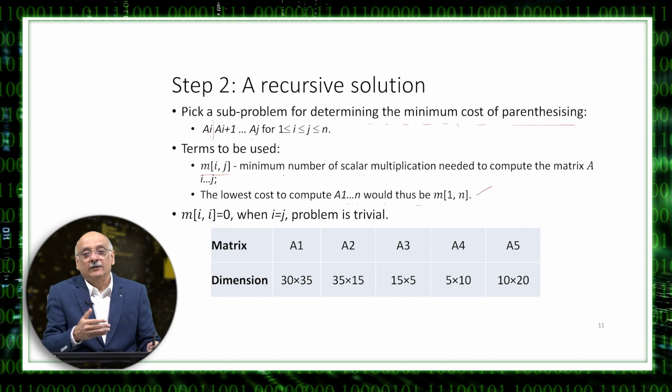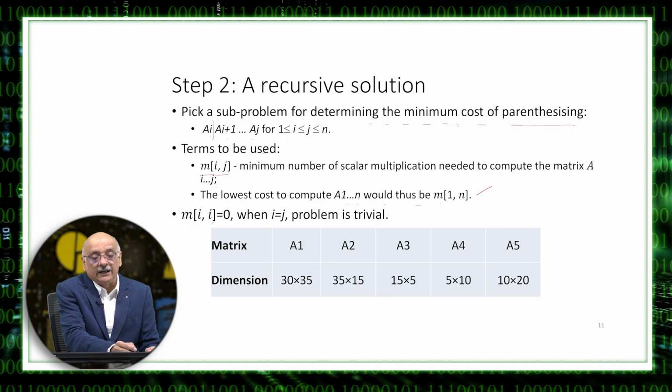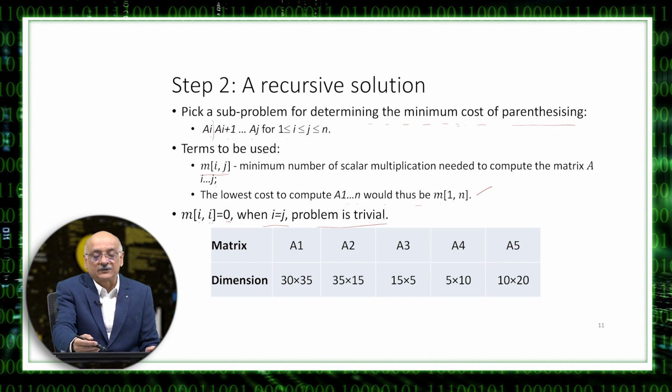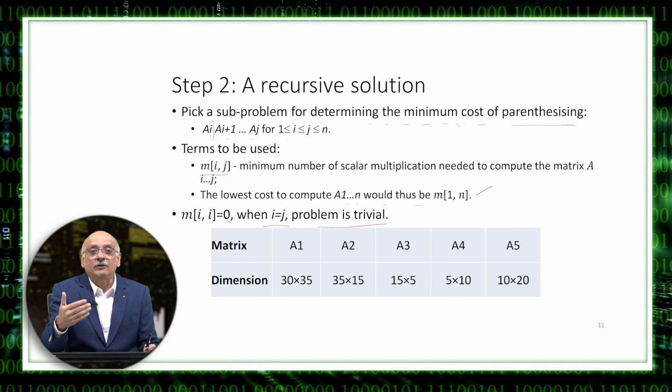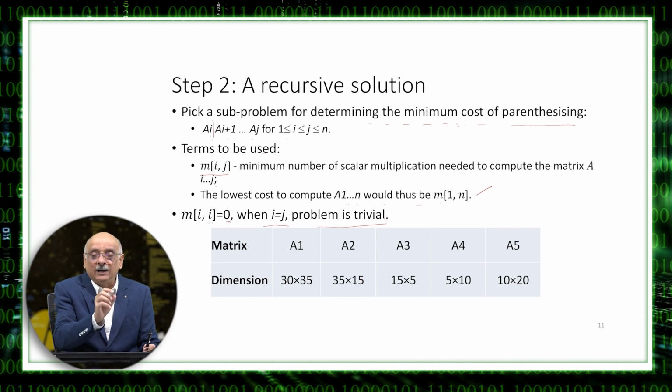We will discuss this in more detail, but I can define Mii, if I am trying to multiply a matrix with itself. It is 0 because it is a singleton matrix, when i equals j. This is the trivial problem of this particular solution. Whenever you are doing matrix multiplication, there has to be a trivial problem. You are trying to break the problem into two optimal problems, and the minimum case is going to be when the matrix is a singleton.